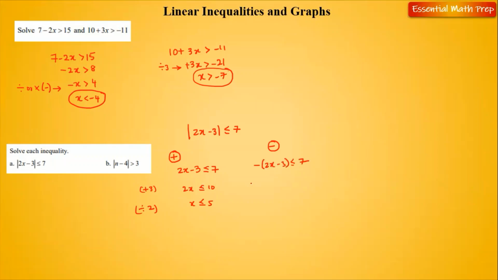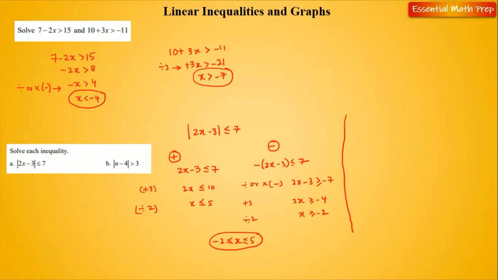You have to get rid of the negative, so you can divide or multiply by a negative sign on both sides. When you do that, you have to flip the sign of the inequality, to negative 7, from less than or equal to, to greater than or equal to. Now add 3 on both sides, so 2x is greater than or equal to negative 4. Divide by 2, which would give you x greater than or equal to negative 2. In other words, x is greater than or equal to negative 2 and less than or equal to 5 is the collective expression for this inequality. Okay?